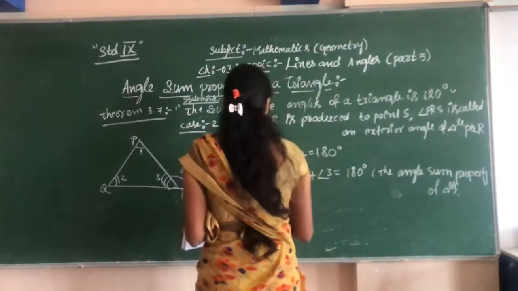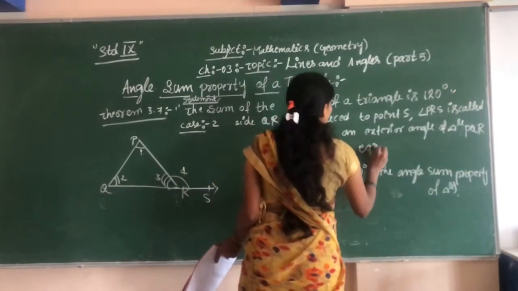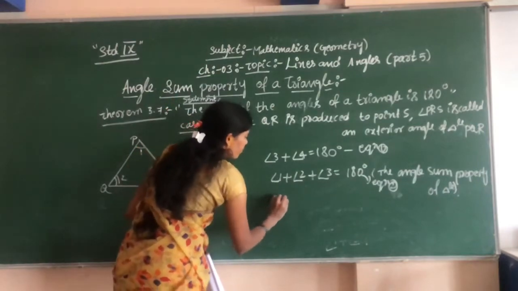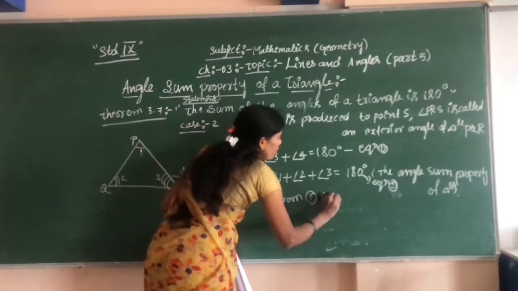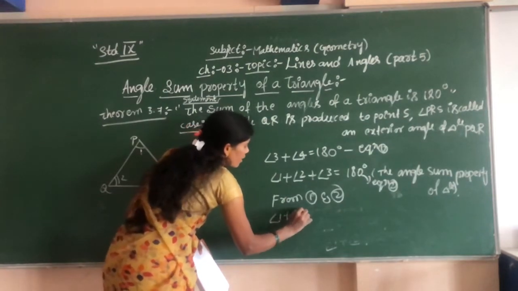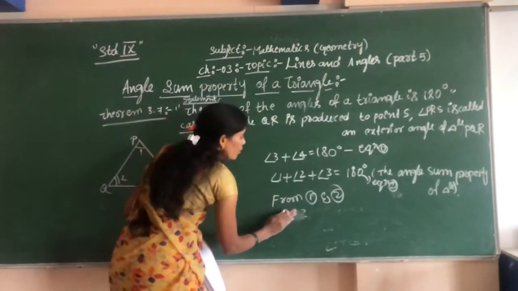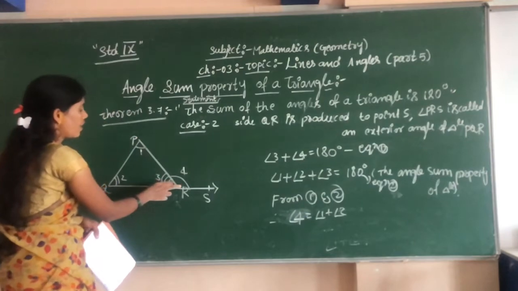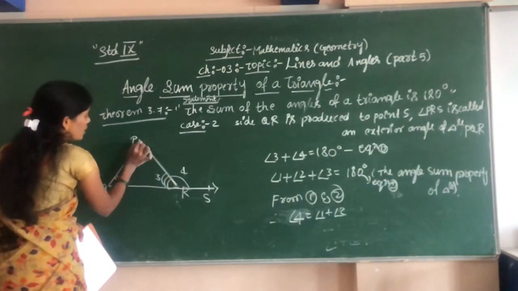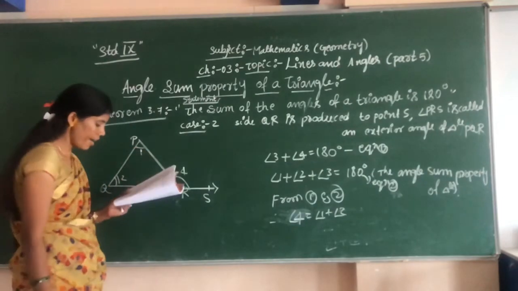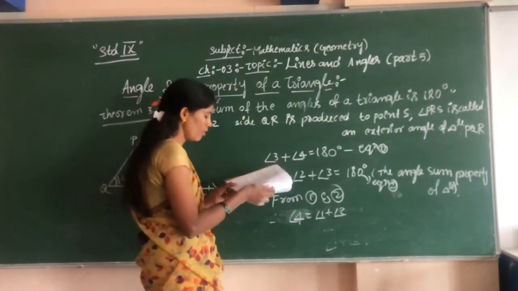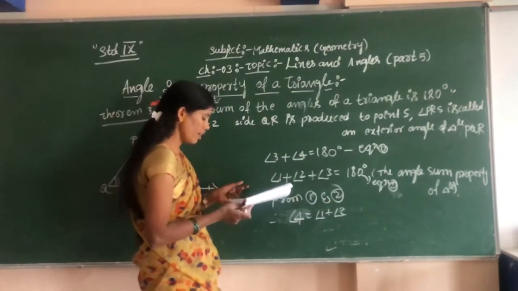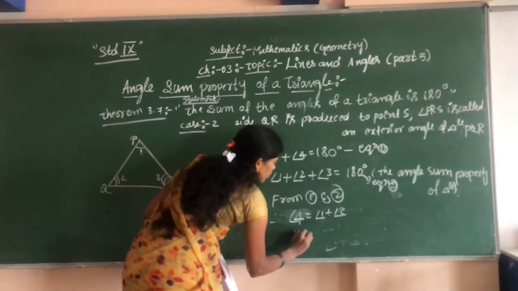Now this is equation 1 and this is equation 2. From 1 and 2, angle 4 is equal to angle 1 plus angle 2. Angle 4 is equal to the sum of the opposite interior angles, angle 1 and angle 2. Therefore, angle 4 is equal to angle 1 plus angle 2. This is the proof.